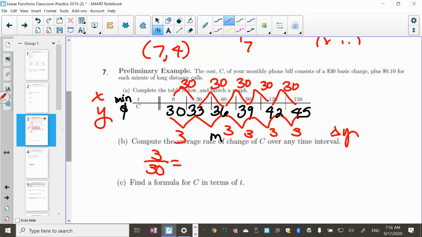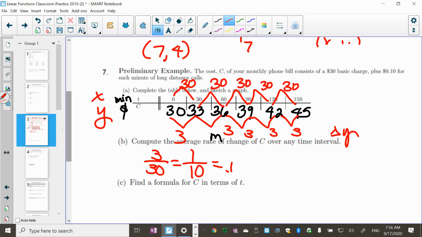When you put 3 over 30 in your calculator, what do you guys get? What is it? 1/10, or what's that as a decimal? 0.1. Okay, what was that in our problem? Isn't 0.1 10 cents? So basically, your rate of change is how much they charged per minute.